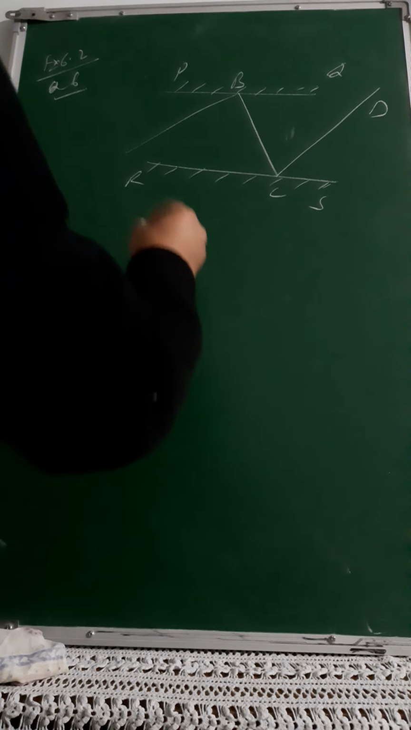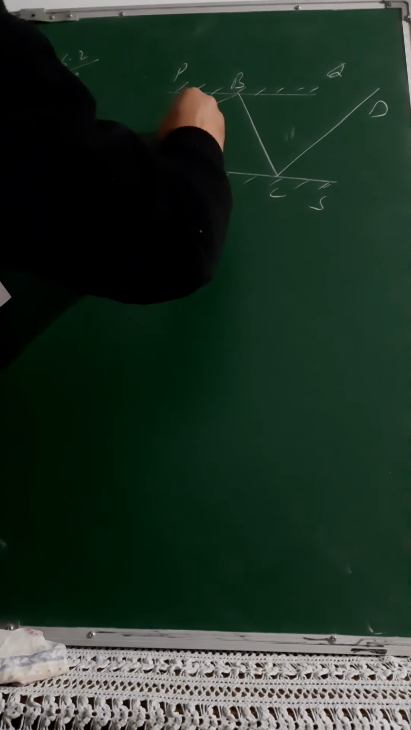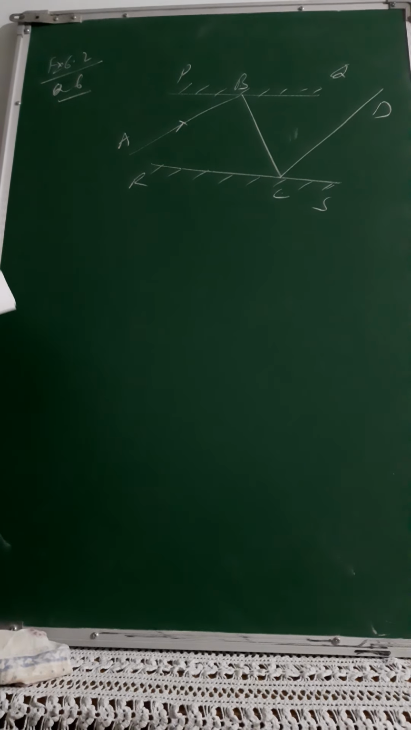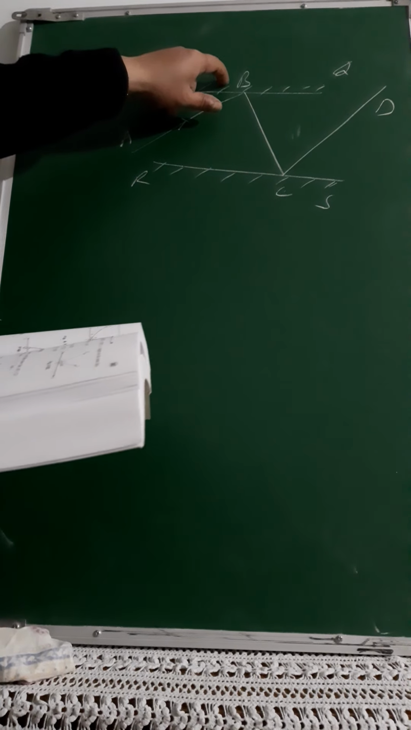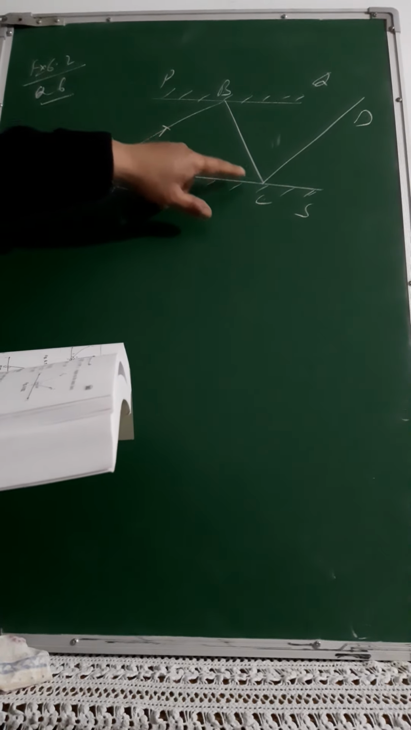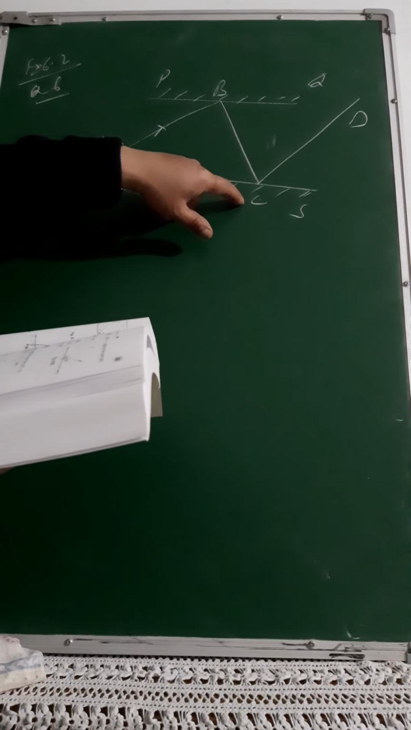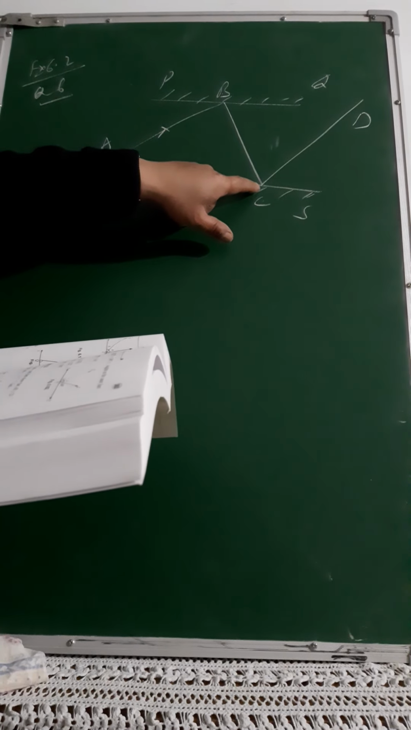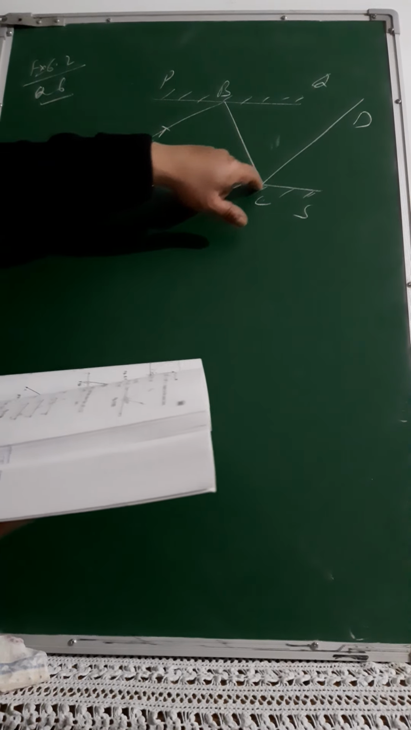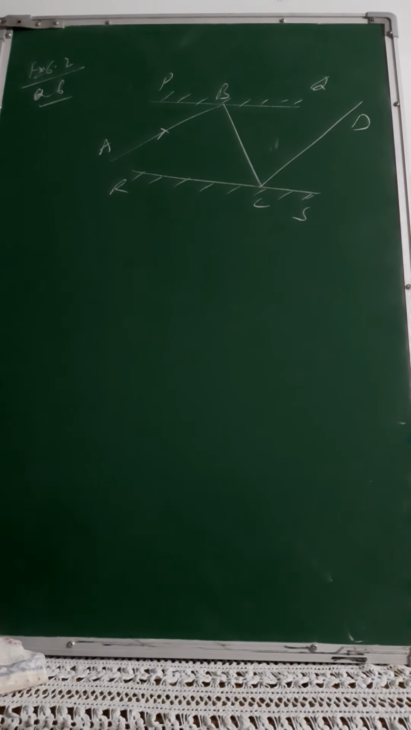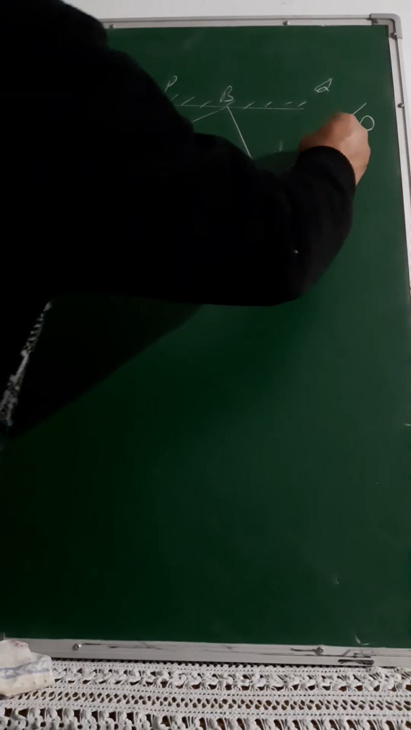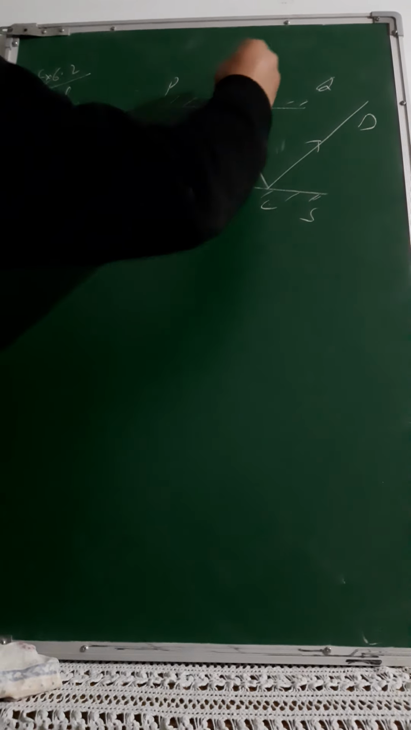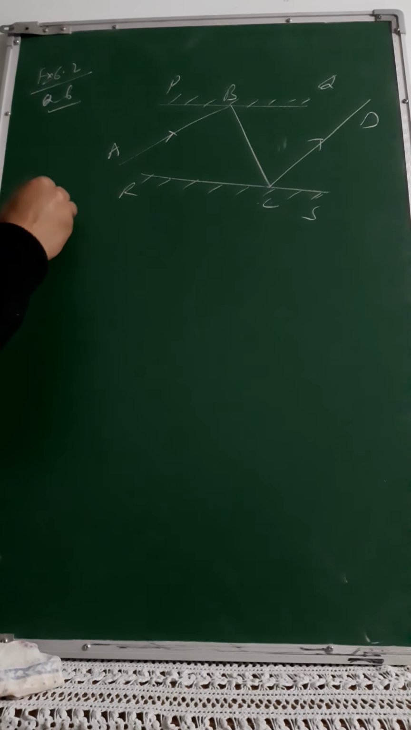So it is incident from A to B, then from B to C, and then from C to D. This is the information given to you. AB strikes the mirror PQ at B, and then the reflected ray moves along path BC and strikes the mirror RS at C somewhere, and again reflects back along CD. You need to prove that these two rays AB and CD are parallel to each other. So I need to prove AB is parallel to CD.